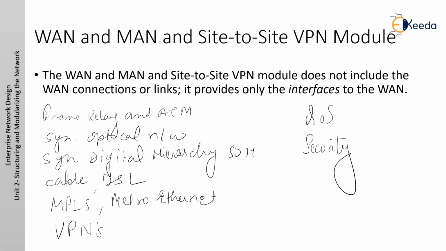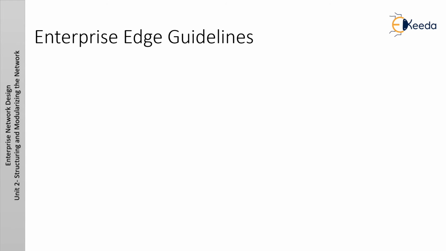Although security is not as critical when all links are owned by the enterprise, it should be considered in the network design. The important thing is that the WAN and MAN and site-to-site VPN module does not include the WAN connections or links. It provides only the interface to the WAN. We have covered the Enterprise Edge module.